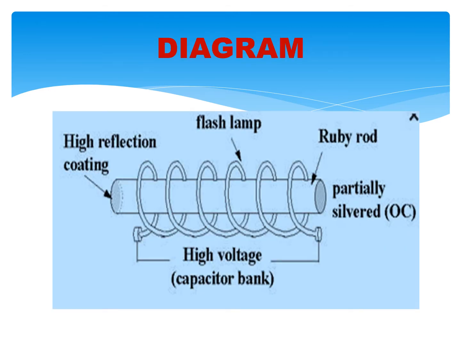This is a diagram for the ruby laser. It has a flash lamp. There's a ruby rod. One end is fully reflecting, the other end is partially reflecting. The high voltage is between the two ends of the rod.